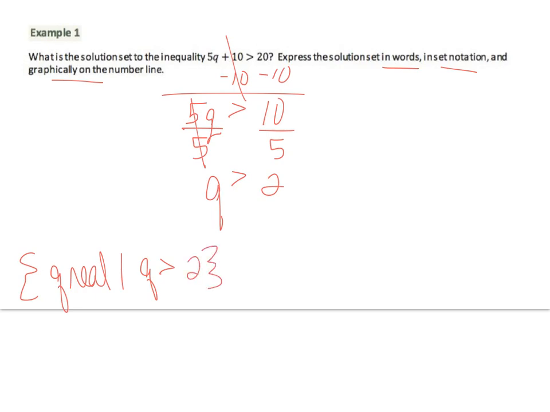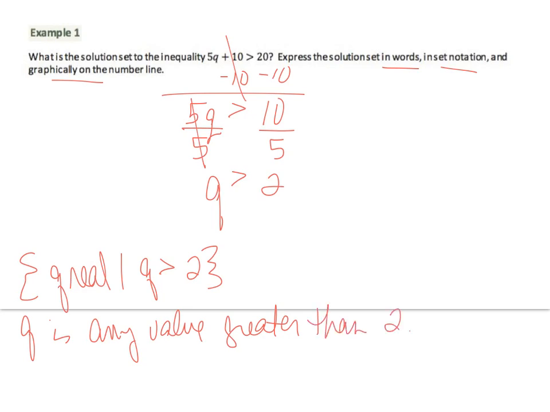In words, q is any value greater than 2. More than 2, bigger than 2, that's fine. And then graphically, I usually put 2 in the middle. That's a 0. This would be an open dot, and we are going to shade everything bigger than but not equal to 2.